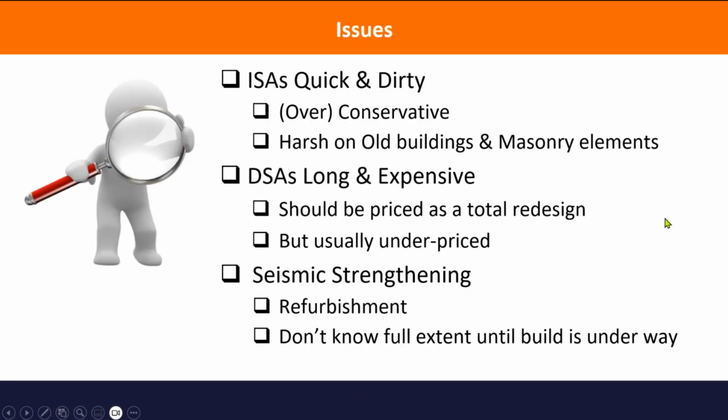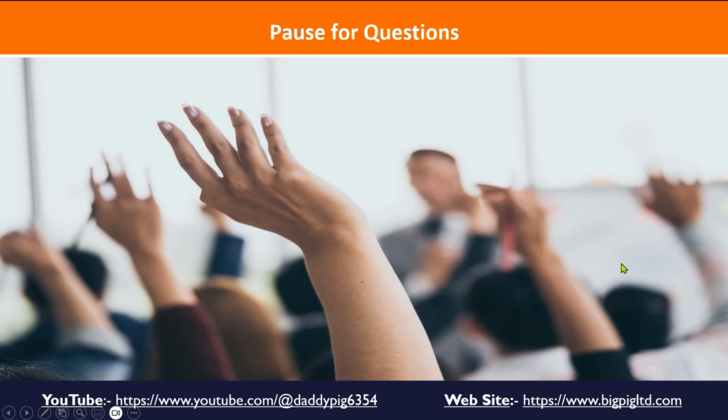So finally, ISA is quick and dirty, DSA is long and expensive, and seismic strengthening, you don't know when you're going to get. So there's more.